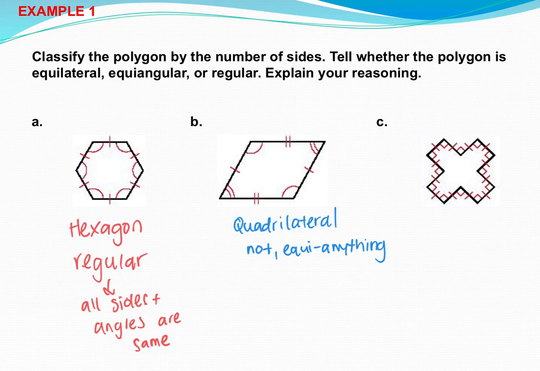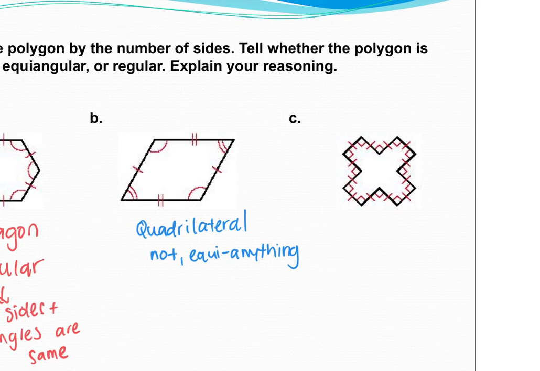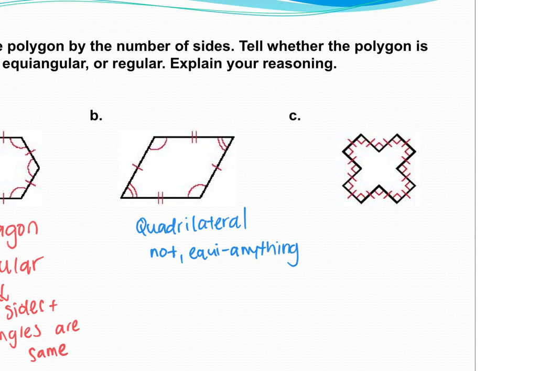Xavier? It's regular. It is regular, okay? Because all of the angles are the same. But is it convex or concave? It's concave. This is concave. Very good. So it's concave. Okay? It's a dodecagon. Because it has 1, 2, 3, 4, 5, 6, 7, 8, 9, 10, 11, 12. 12 sides.